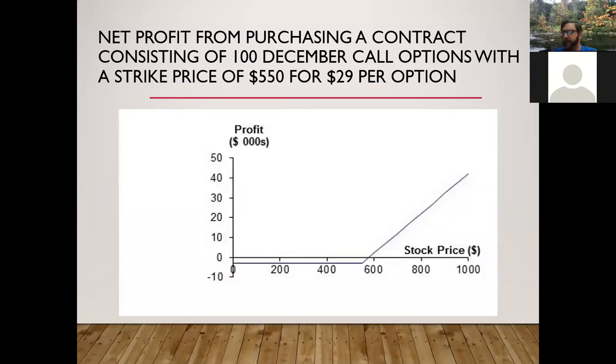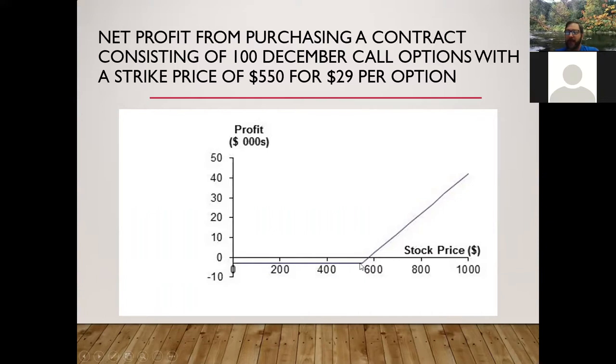And this is the payout structure of this type of option. So if you notice here, let's see, what is this one? A strike price of $550, and then it's $29 per option, right? And so if it's 29 times 100, right, that's 2,900. And if you see here, this is negative 2,900. So I have to pay that up front, right? So I pay 2,900 up front. And so that's what these losses are.